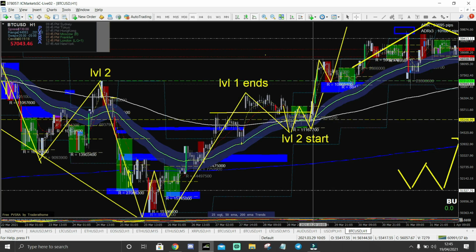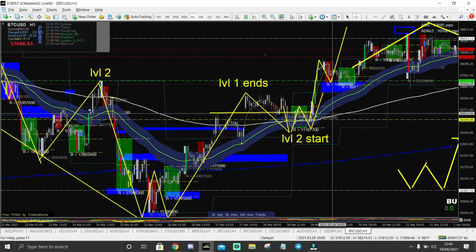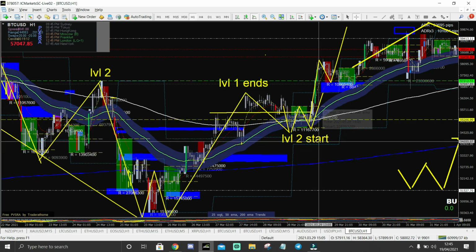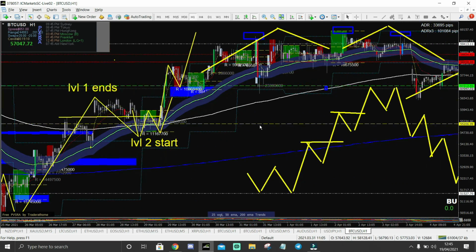Then level 3. Level 3 is very choppy. It can be up and down, up and down. There's an inconsistency with level 3 and level 1. Level 2 is probably the easiest level to grab. Why? Because effectively the market makers are giving the retail trader the chance to move price into a zone.